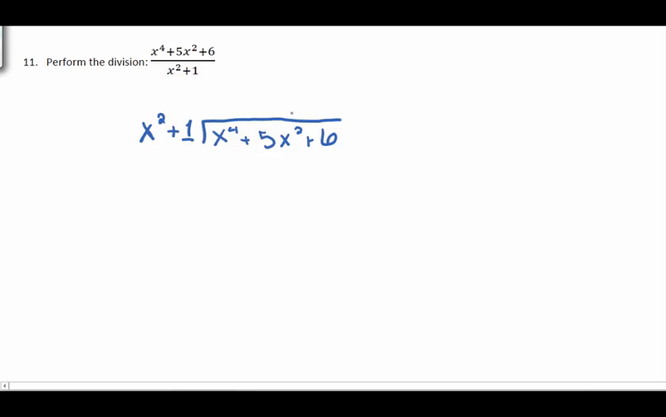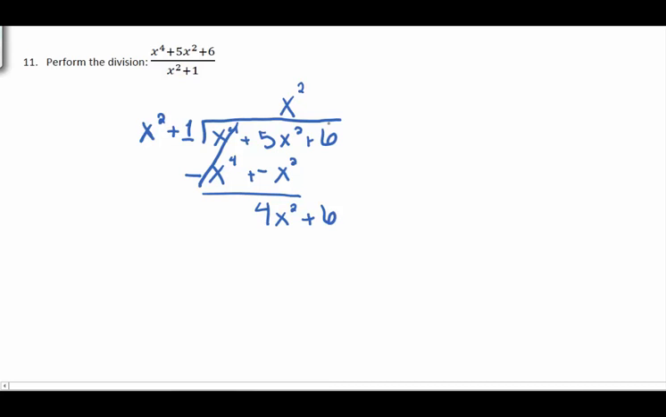X squared goes into x to the 4th, x squared times. X squared times x squared is x to the 4th, and x squared times 1 is x squared. We then subtract all the way through, and 5 minus 1 gives us 4x squared plus 6.